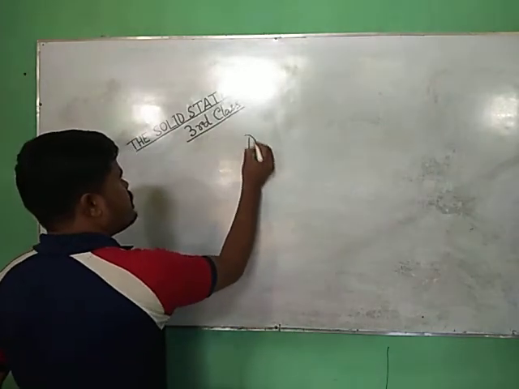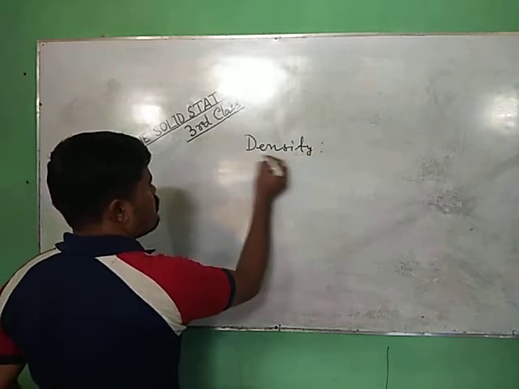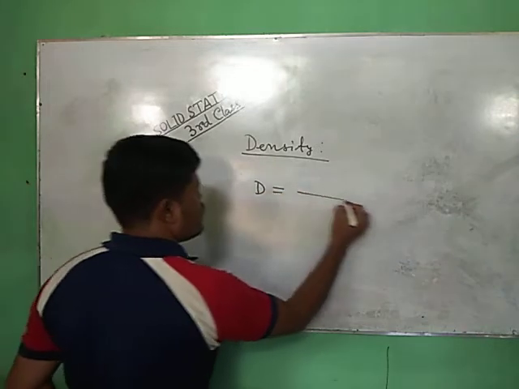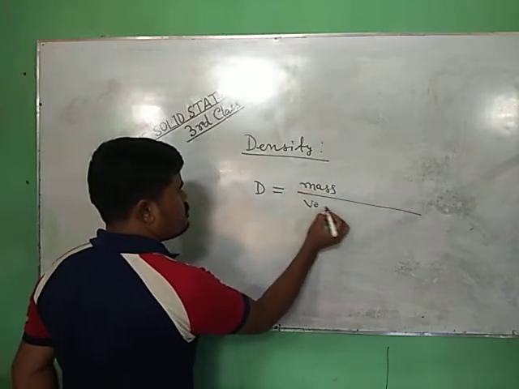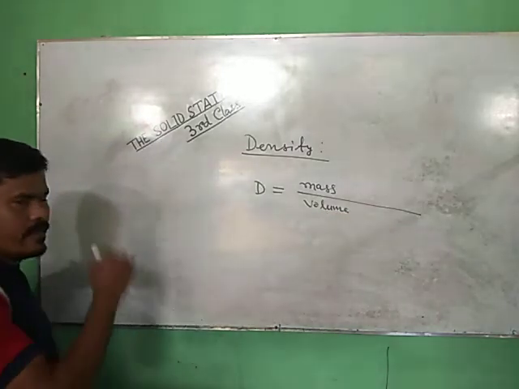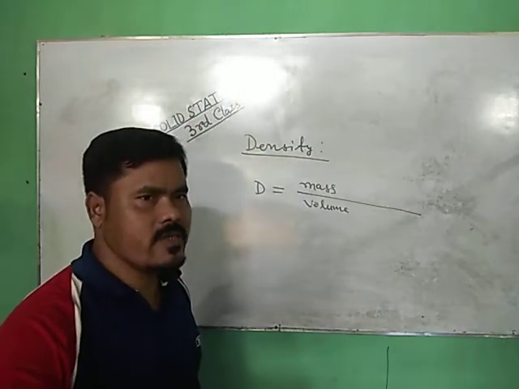All of you know density. What is density? You know density is equal to mass divided by volume. Today I am going to calculate the density of a crystalline solid.